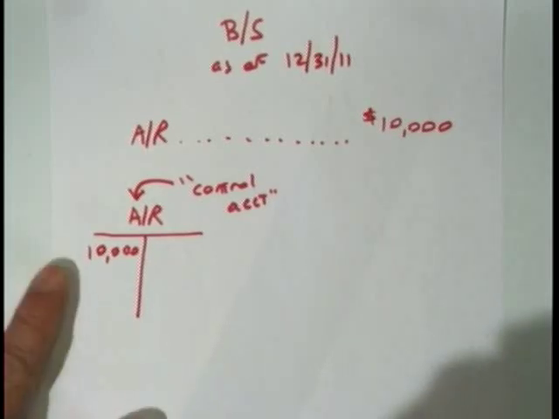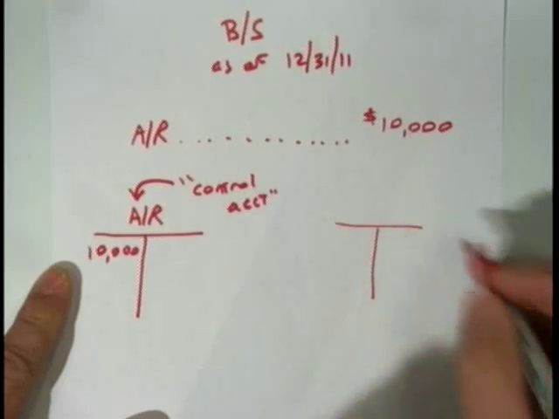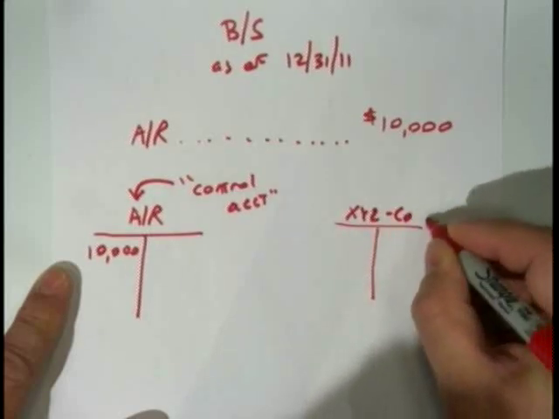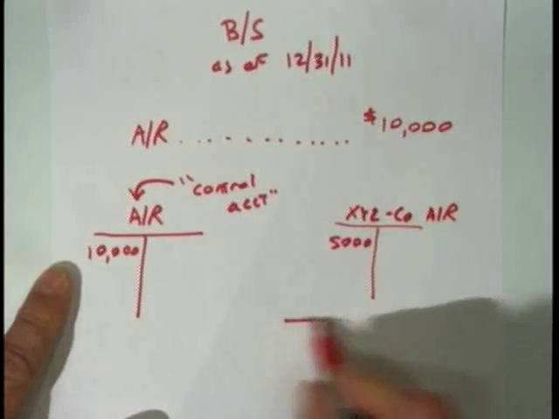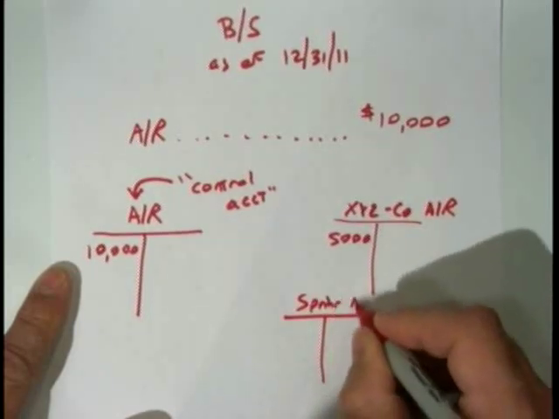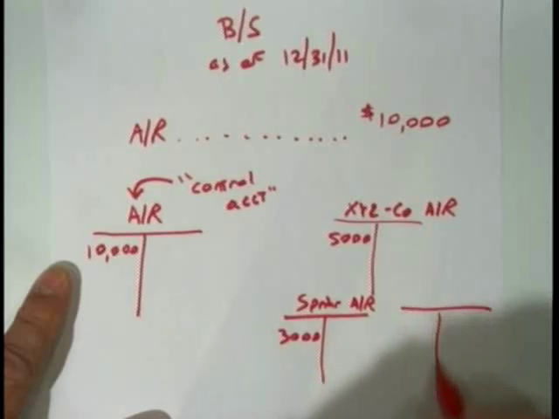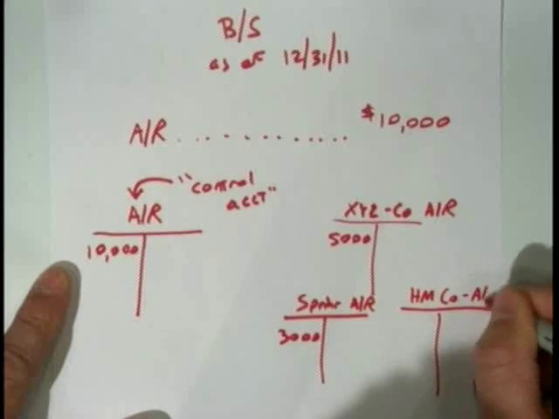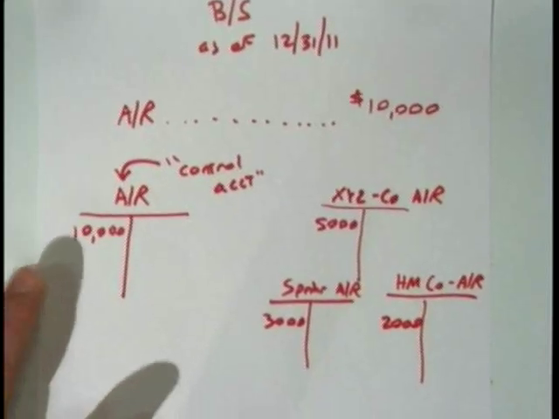So let's say in this situation, and we'll keep it simple, let's say that XYZ company accounts receivable, let's say they owe us $5,000. Let's say that Sprint accounts receivable, let's say they owe us $3,000. And let's say that Hallmark company owes us $2,000. Okay, can you see that?